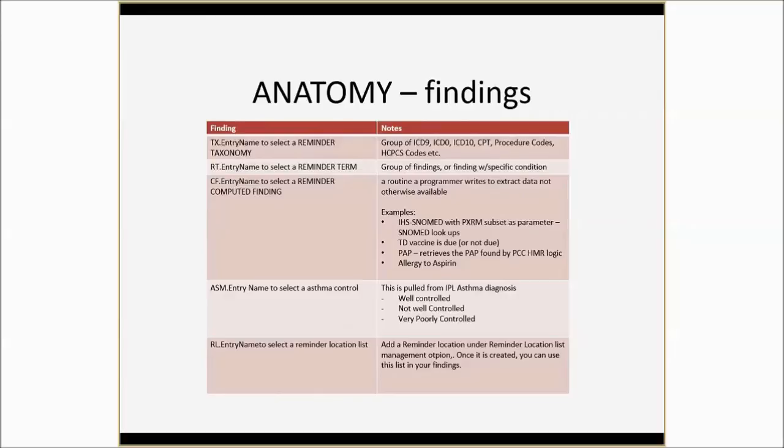Another computer finding that we have is the PAP computer finding that's going to go and look at the health maintenance reminder logic to find that PAP. What it means to us is that we've got to make sure that the taxonomies within the health maintenance reminder contain all the correct labs for our PAP. And then we also have another computer finding for allergies. It's going to look for any allergies to a specific drug, or in this case, asthma.